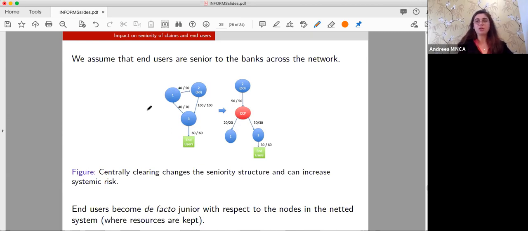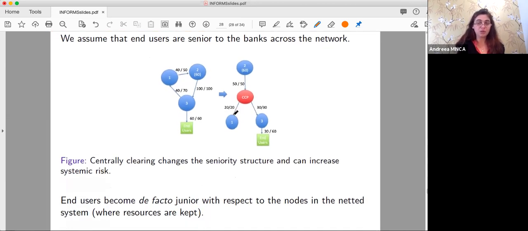So assuming that in the initial network end users are senior to the banks across the network, what we can observe is that when we introduce central clearing, they will de facto become junior with respect to the nodes in the netted system. And so here in this picture, when I write 40 out of 50, what it means is that it owes 50 and it's going to be able to pay 40 out of the 50. 2 has a 60 cash buffer, and it's able to pay 100 out of 100, and so on. So 3 in particular, who has a debt to end users, is going to receive this 100 from 2, and it's going to pay 60 to end users because they are senior, and then the remaining 40 to node 1. And when I do a CCP, the CCP is going to net this.